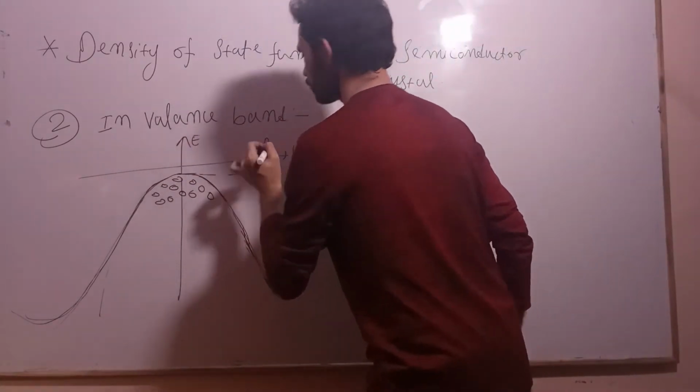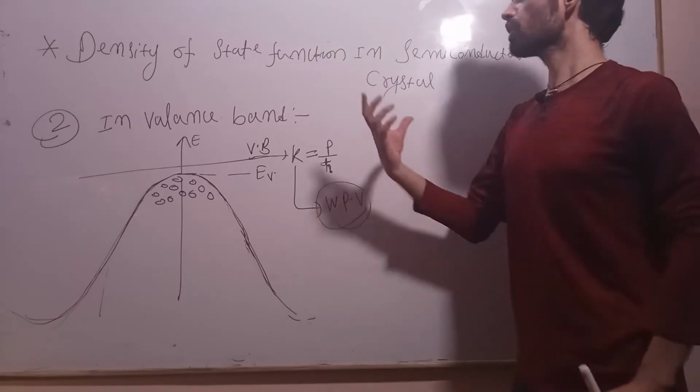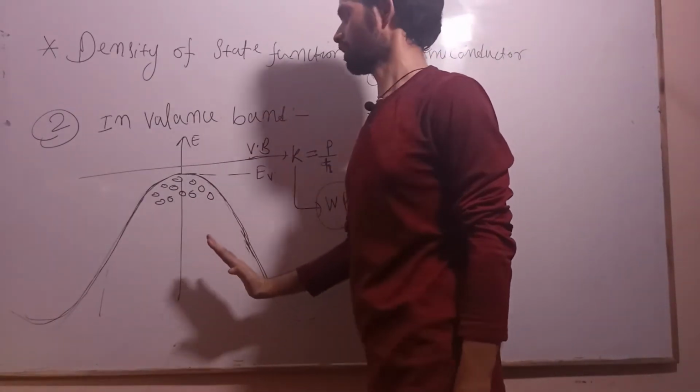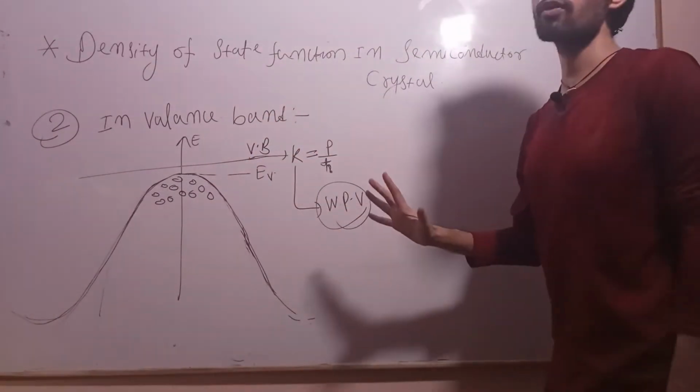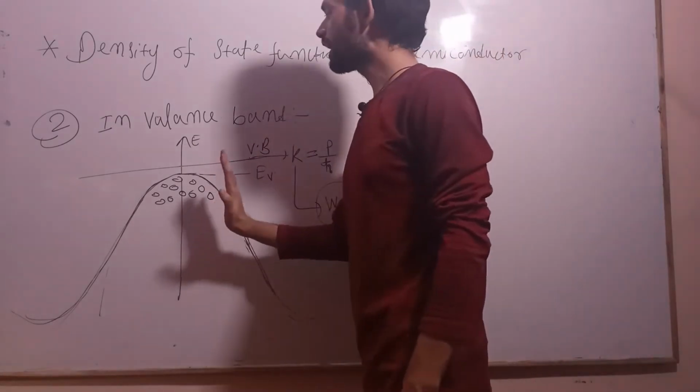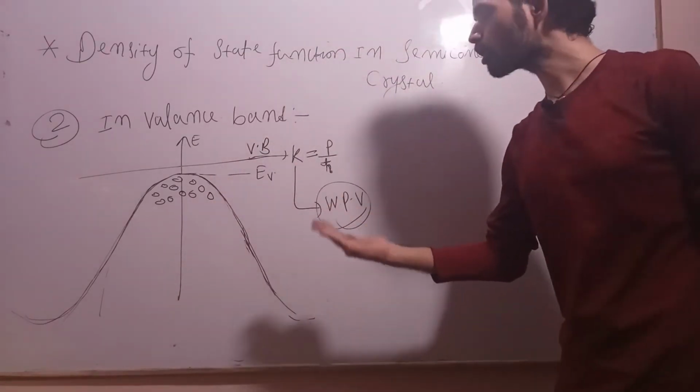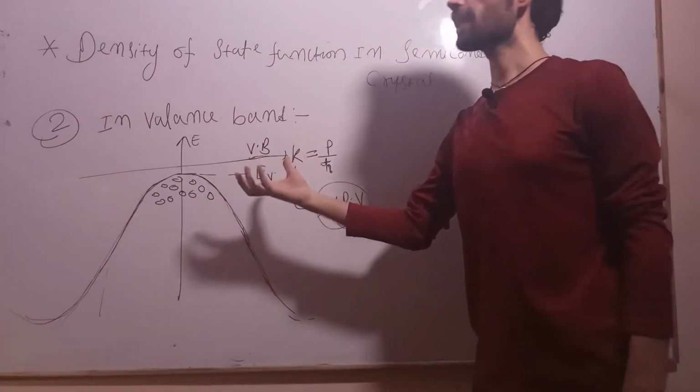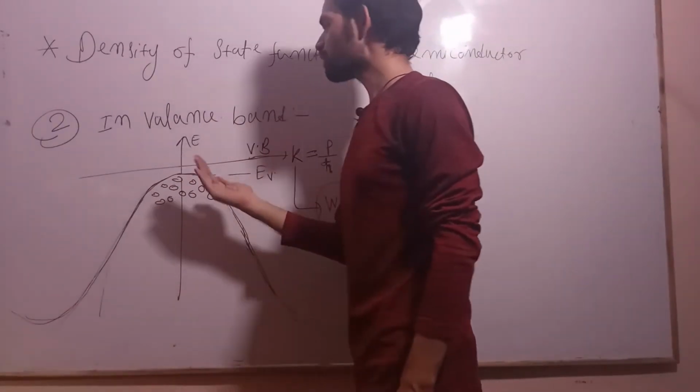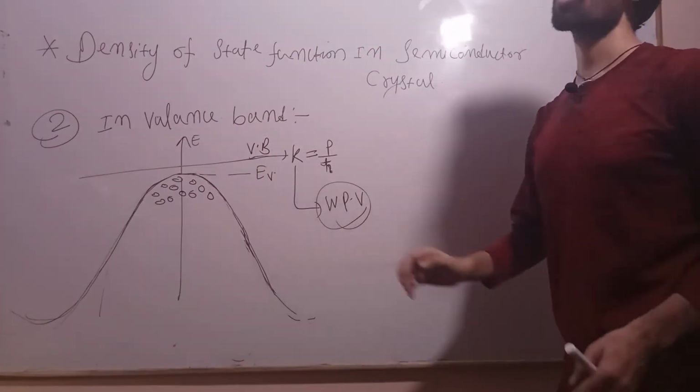So this is my valence band. Inside the semiconductor, whatever holes are there in the valence band all tend to accumulate at the uppermost level of the valence band.